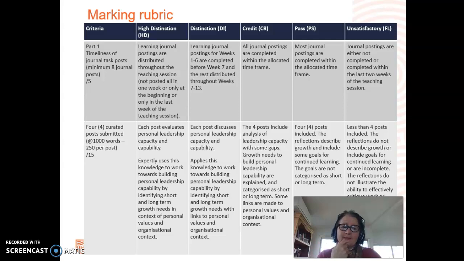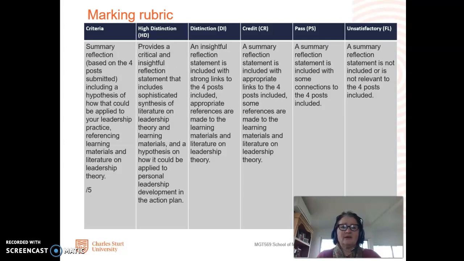Most students aim for a credit or above. If you want above a credit, you really need to include references and read more widely than the subject. So distinction and above, we're looking at that.